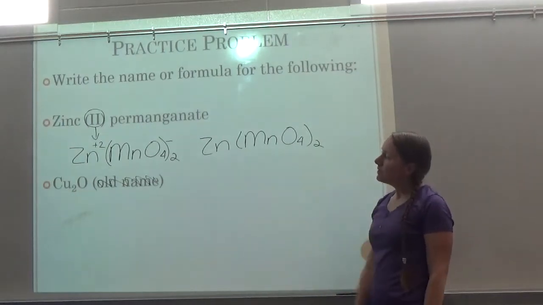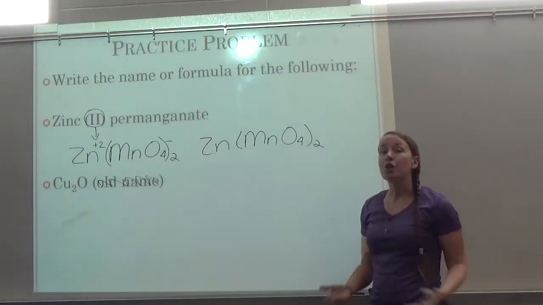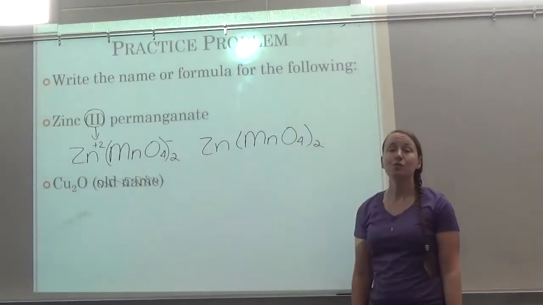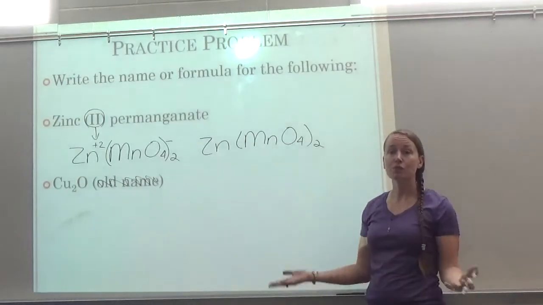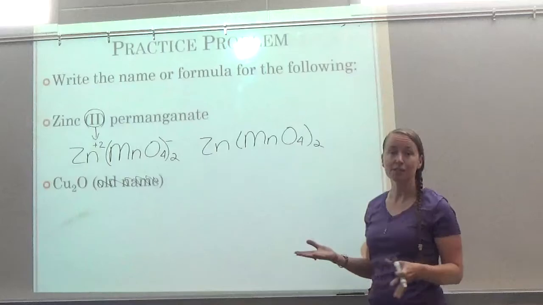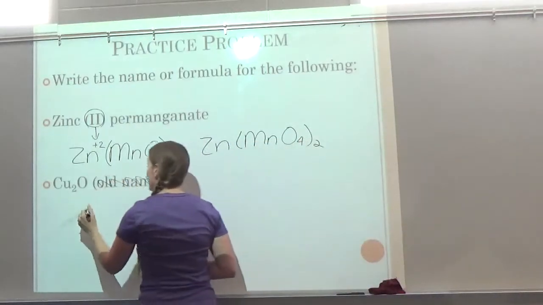All right, so our bottom one, we need to name this. I know I need a Roman numeral because Cu is a transition metal. Anything that starts with anything in that transition metal area needs a Roman numeral. So I know Cu is copper.